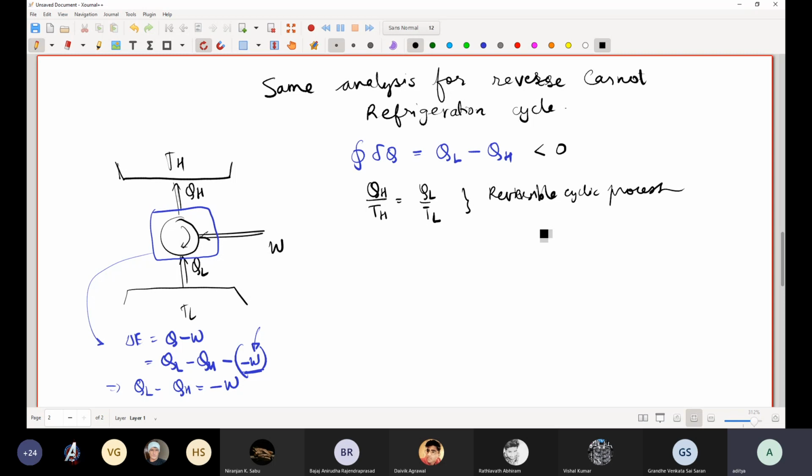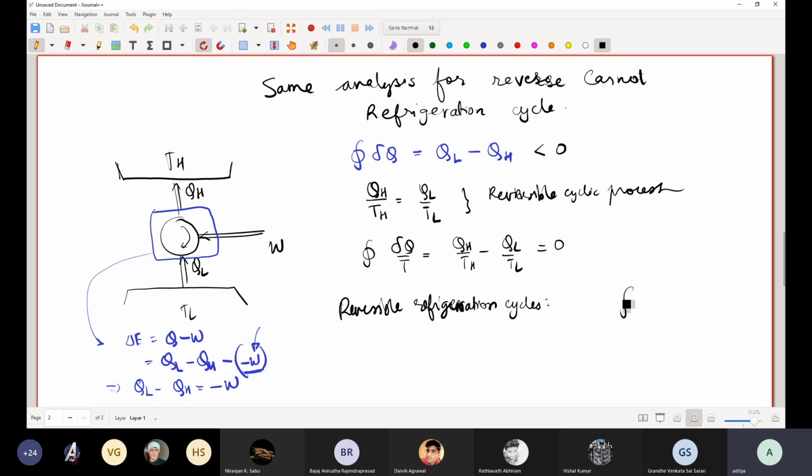And so for this reverse Carnot cycle also, closed integral del Q by T, which is equal to QH upon TH minus QL upon TL, is also going to be equal to 0. Alright, so is this clear? So for all reversible refrigeration cycles, what can we conclude? Closed integral del Q less than 0, closed integral del Q by T equal to 0.